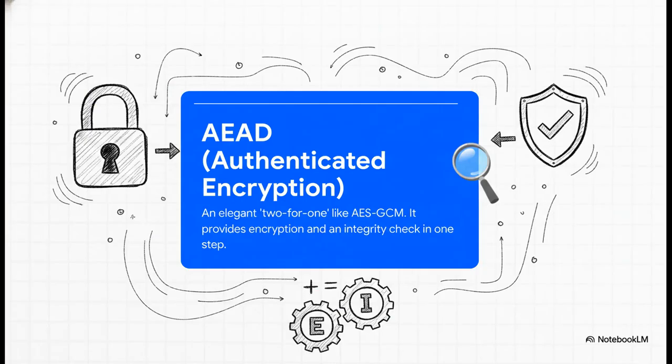Modern TLS uses a beautiful concept called authenticated encryption, or AEAD. It's the super efficient 2-for-1 deal. With just one operation, it scrambles your data to keep it secret, and it creates a special tag to make sure nobody has messed with it.